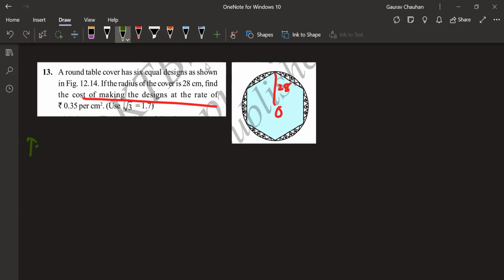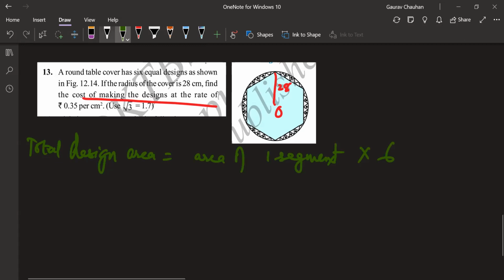Let me write this down. Total design area is equal to area of one segment multiplied by 6 because there are 6 designs. Everyone okay with this? This is one part of the logic. The other part is now to find this area of the segment, we will do all that.